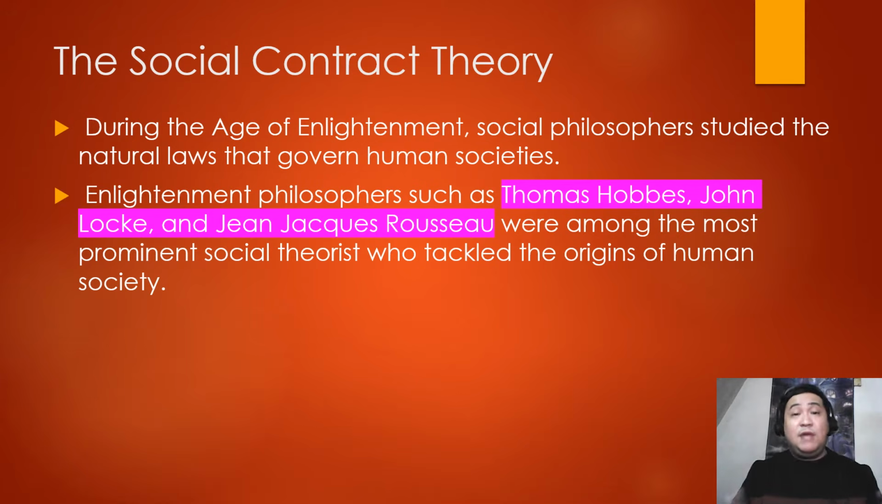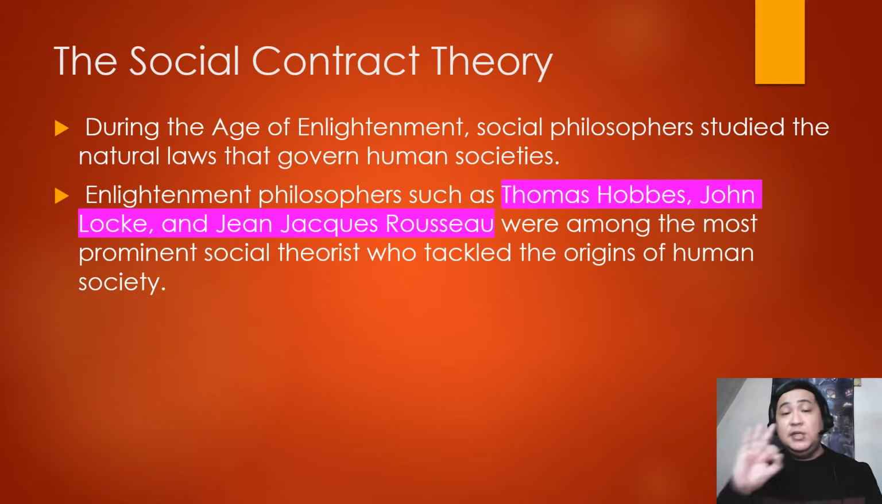Remember, class, we have discussed this last month when we discussed the topic freedom of the human person. Okay, now going back. During the Age of Enlightenment, if you still remember your lesson in world history, social philosophers studied the natural laws that govern human societies.